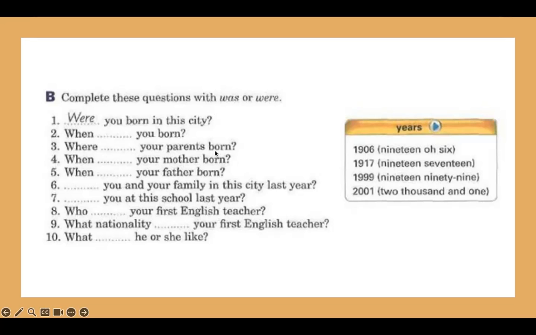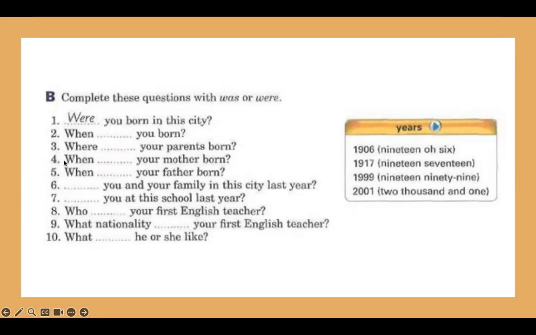Where was, are you sure? Where was your parents born? Do you remember? ¿Cuál? Tenemos un plural, right? Where were your parents born? Porque tenemos una persona en plural. Entonces vamos a utilizar el que es para el plural, right? Que es where. Thank you.